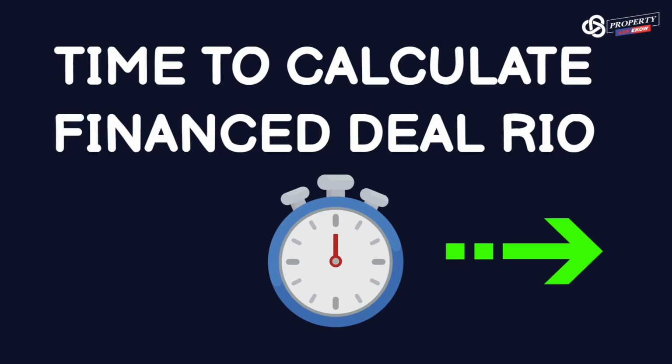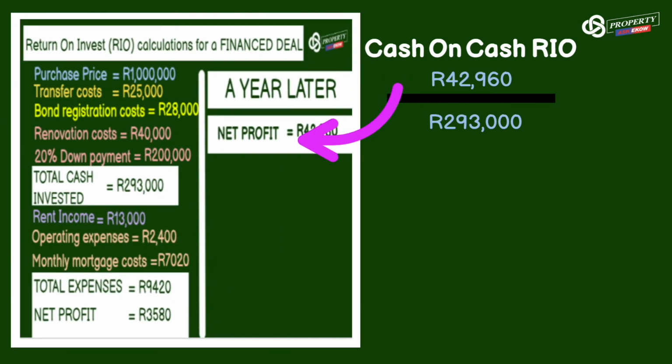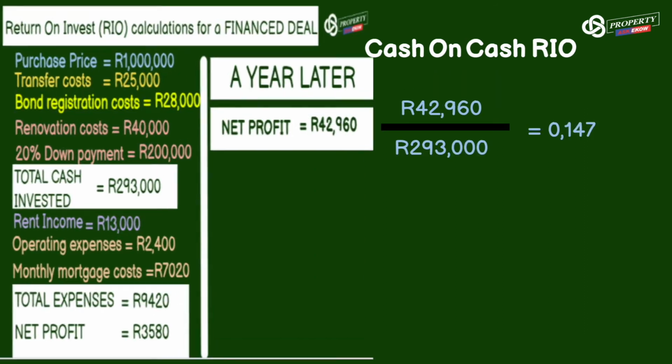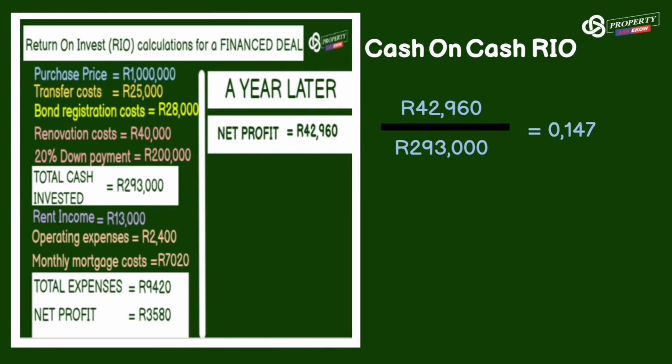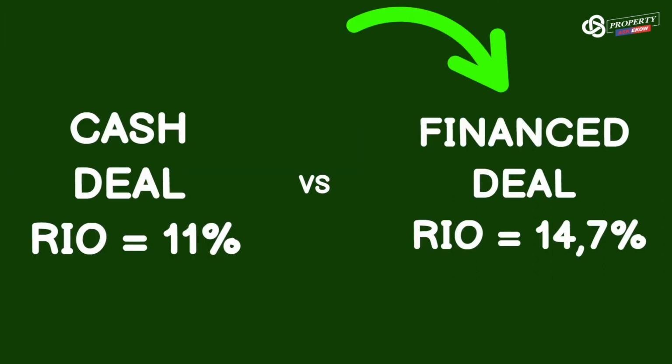One year later, our net profit now is equal to 42,960. We now go to calculate our ROI, and therefore our cash on cash is equal to 42,960 over the total cash invested, which is 293,000, which equals 0.147, which is 14.7%. From our calculation, it is clear that option two gives us a better ROI.